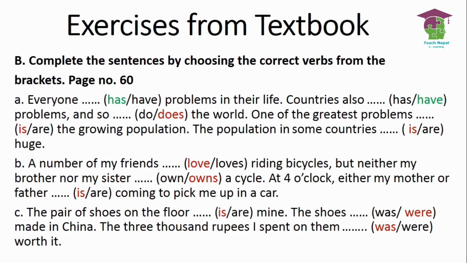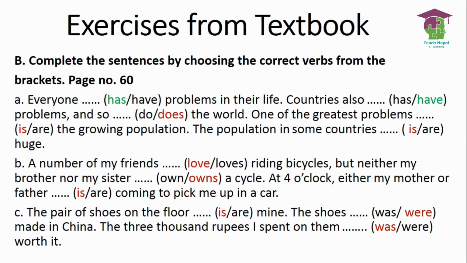Countries also, now countries is a plural noun, so you have to use have. Countries also have problems, and so does the world. The world is a singular noun, so does the world. One of the greatest problems. One of the plus plural noun also, but we use a singular verb. One of the plus plural noun, then we use the singular verb is. One of the greatest problems is the growing population. The population in some countries, the debt is huge here. It's referring to a collective form there, right?